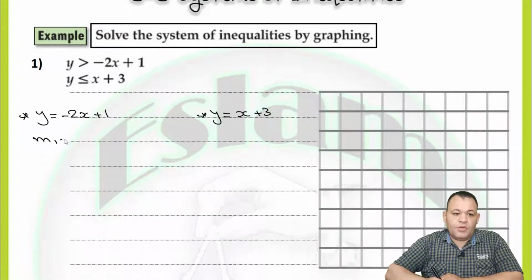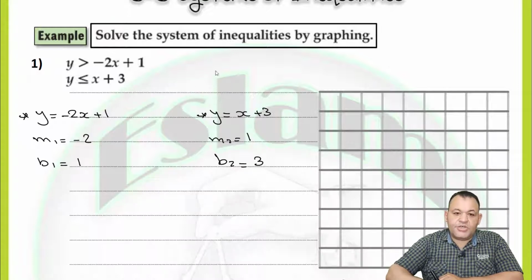So slope 1 equals negative 2, and y-intercept 1 equals 1. Now we have slope 2 equals 1, and the y-intercept will be equal to 3. We said this equation is written in the form y equals mx plus b. m will be the slope and b will be the y-intercept.